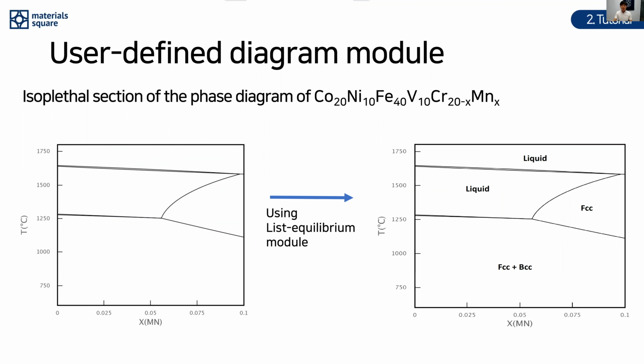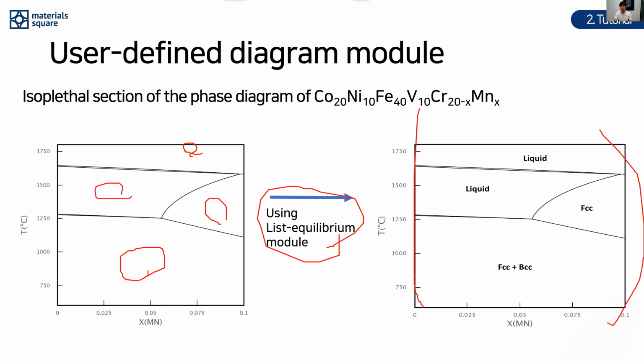If you use the list equilibrium module, you can get information on the areas in the following left figure. The right figure shows the result of checking the area in the graph by using the list equilibrium module.